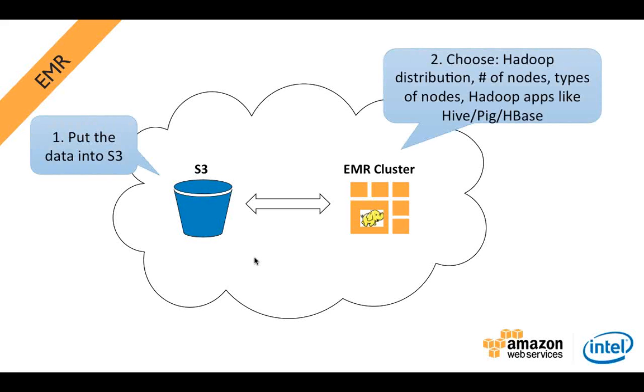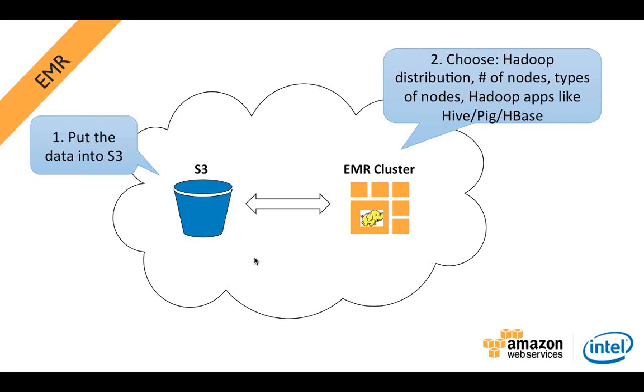You then choose the Hadoop distribution that you want for your EMR cluster, the number of nodes that you want in the cluster, the type of nodes. So one of the great things about running in the cloud is obviously you've got access to a very large number of different types of machines. So we have different virtual machines that are potentially more compute intense, or they have more memory, or they have more disk, or they have more networking, depending on your application. So you're not locked into a generic type of node type.